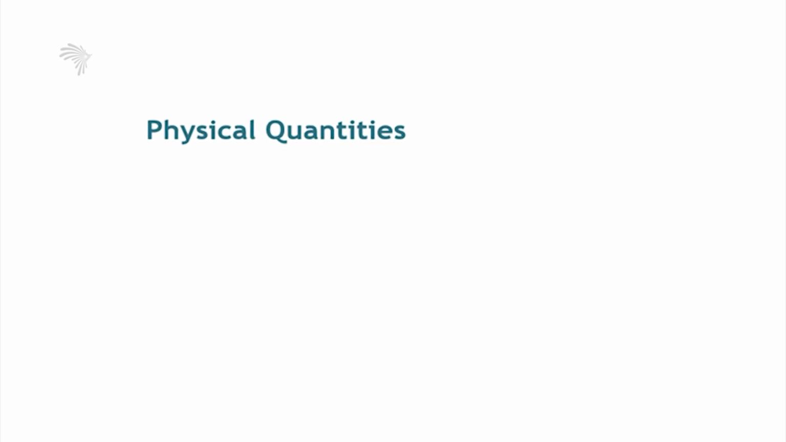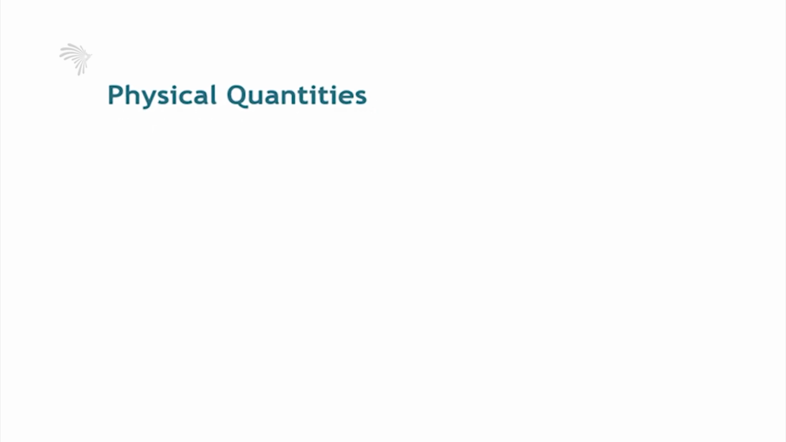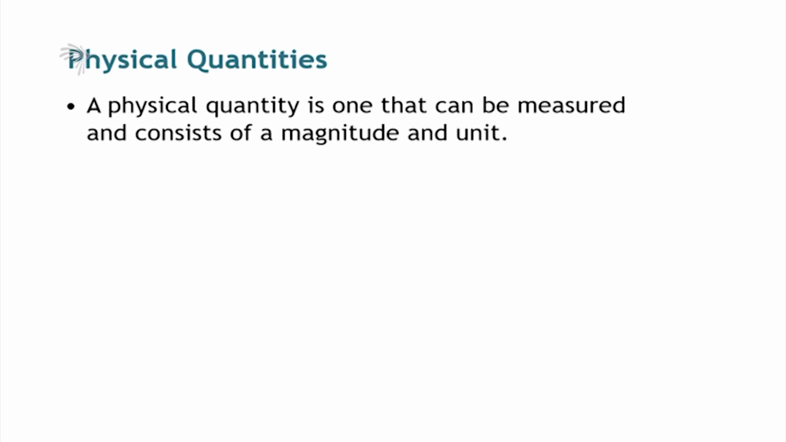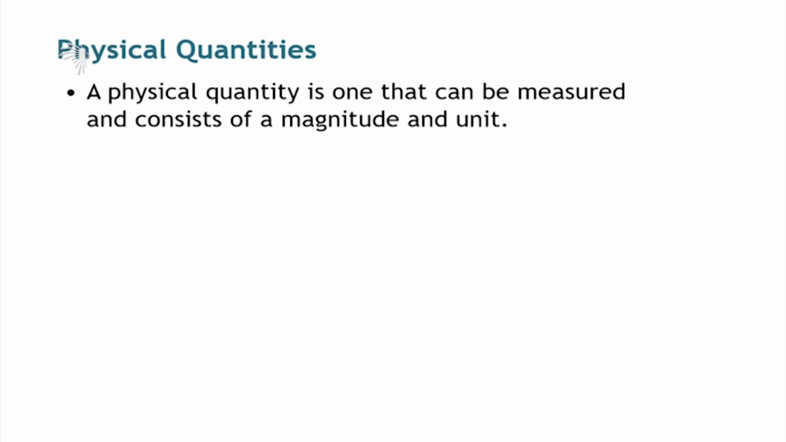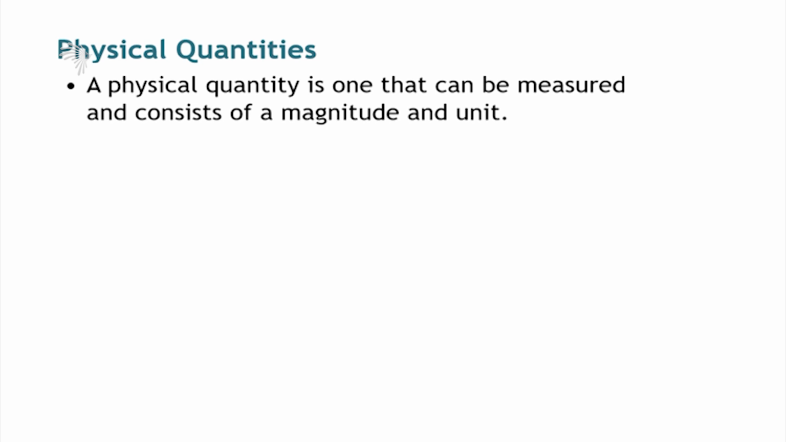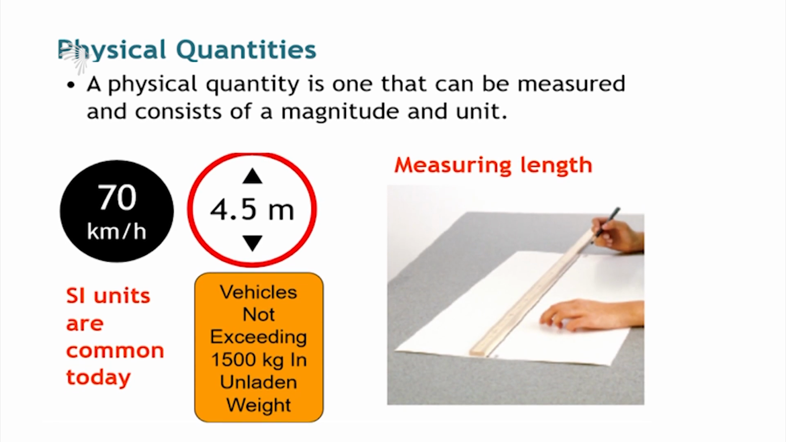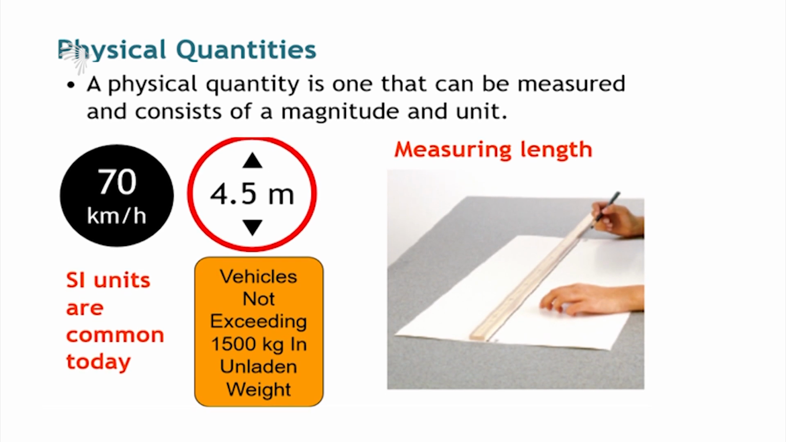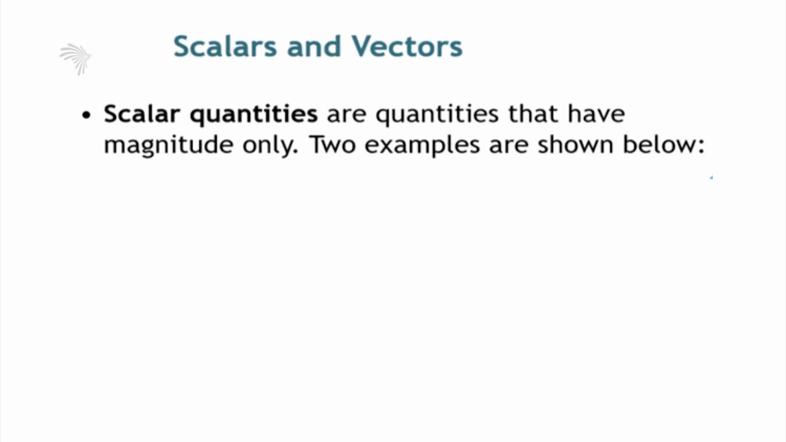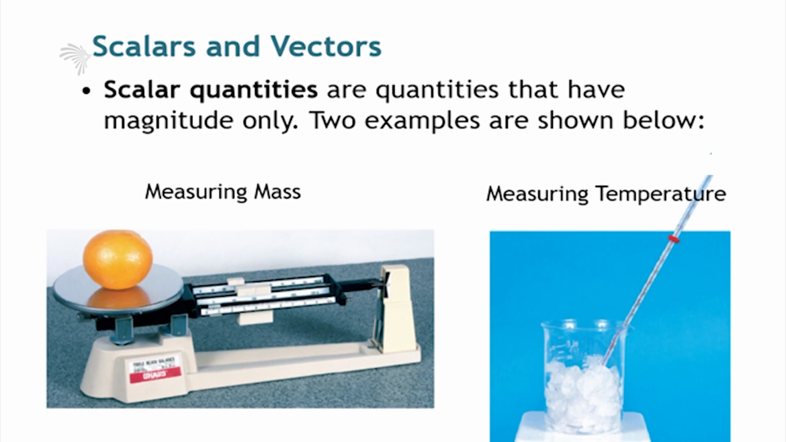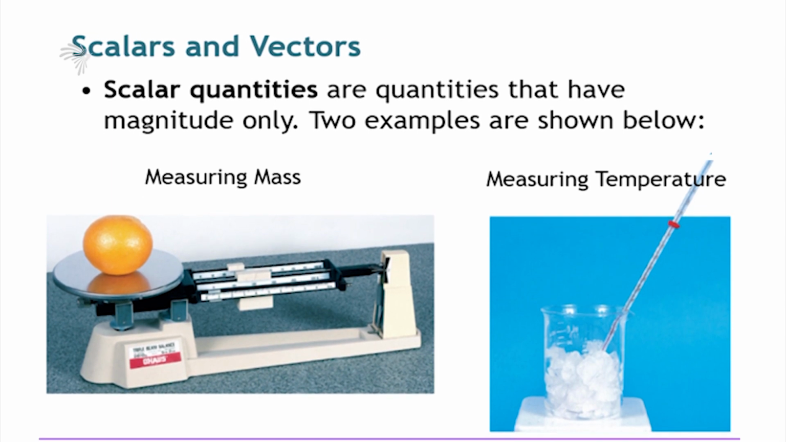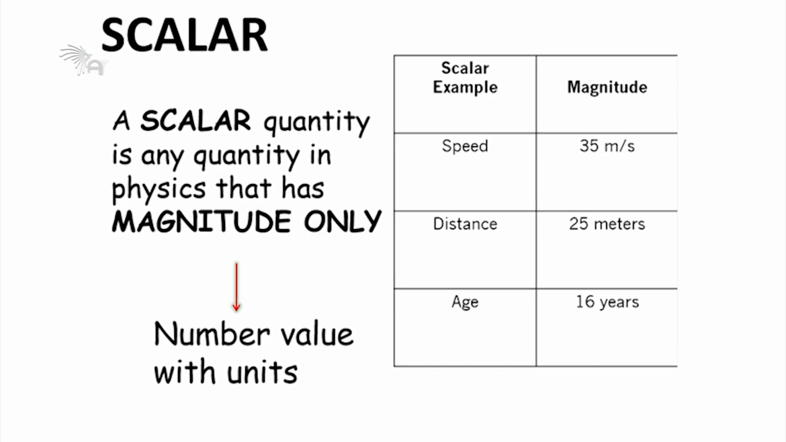So, let's start our discussion with the definition of physical quantity. A physical quantity is one that can be measured and consists of a magnitude and unit. These physical quantities can be categorized by magnitude and direction as scalars and vectors. Scalar quantities are quantities that have magnitude only. When you say magnitude only, it means that it's just a number value with units.